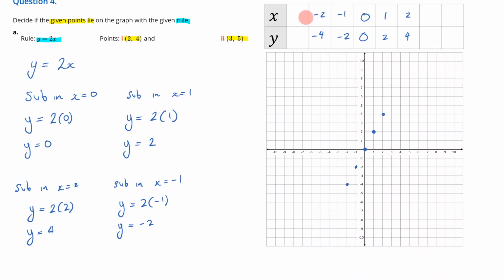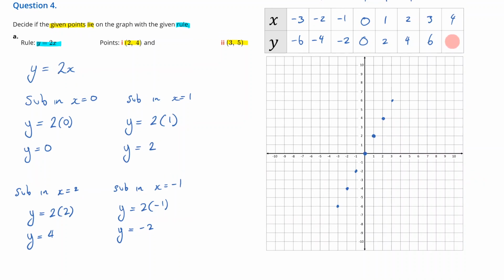It will be here. I could do -3. What's 2 times -3? It's -6. Then I can plot that: -3, -6. What if I put 3 in here? Well, if I put 3 in there, 2 times 3 is 6. So it will be up here. Oh, sorry, I have to put a 6 there, don't I? 3, 6. And what if I put 4 in here? 4 times 2 is 8. So this will be 4, 8. So I'm going to get that.